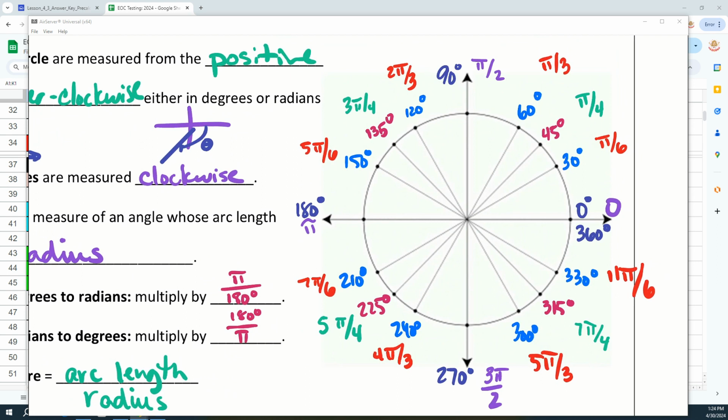Now my other pre-calculus class, we didn't use any degrees this year. So they actually had it a little bit easier than y'all because you are learning this with degrees and with radians.